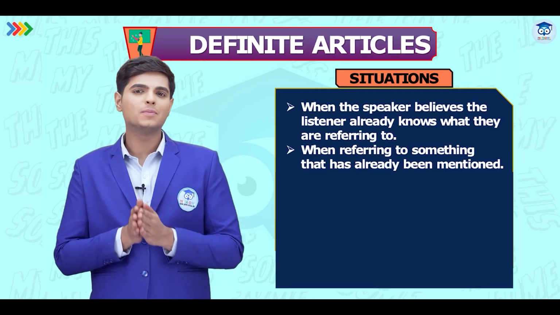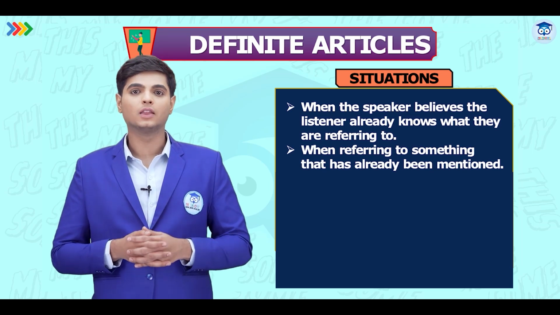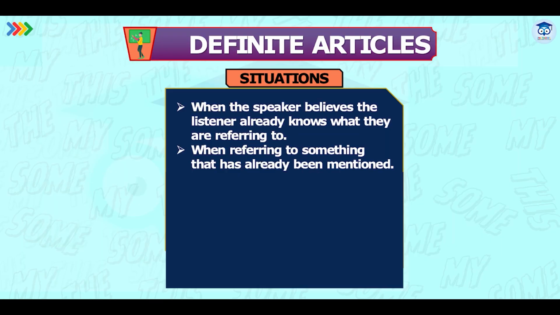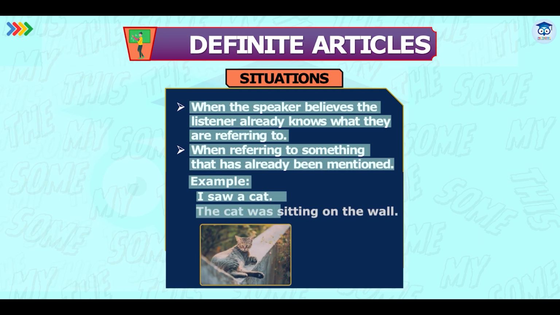Let's carry on with an important part of grammar that often seems small but plays a big role. The. First, it is used when the speaker believes that the listener already knows what they are talking about. If someone says, "Let's go to the park," they assume you both know which park they mean. Second, we use the when referring to something that has already been mentioned. For example, I saw a cat. The cat was sitting on the wall. Here, the cat refers back to the same cat already introduced.